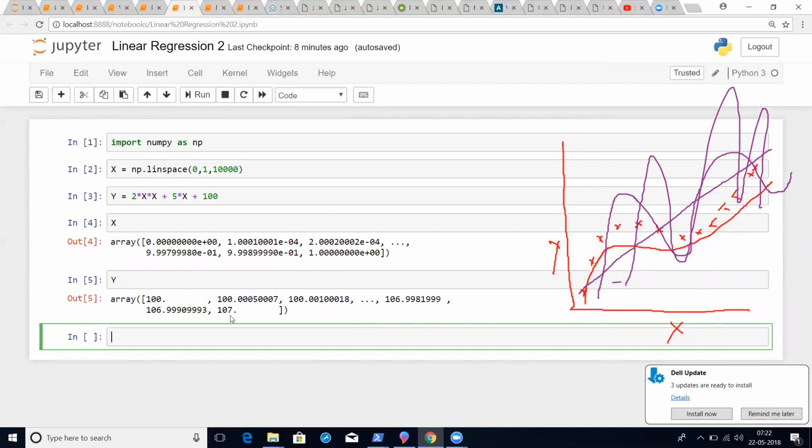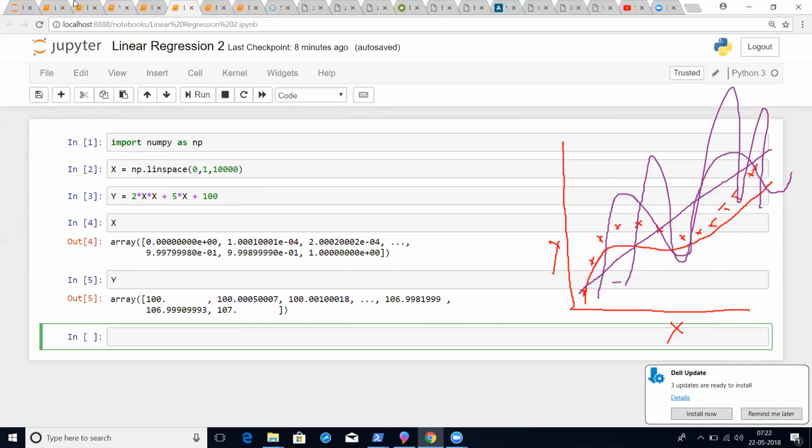So this is what you have to do. We have to find the hypothesis, I mean, we have to find the algorithm here. Eventually our algorithm will predict this formula, right? The coefficient here, the intercept here, it should find all these values, isn't it?